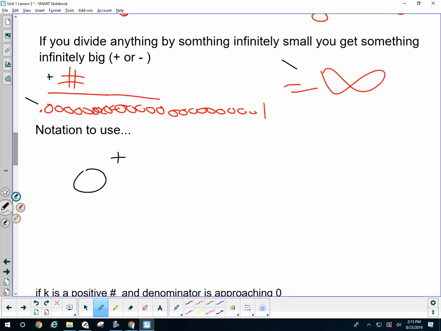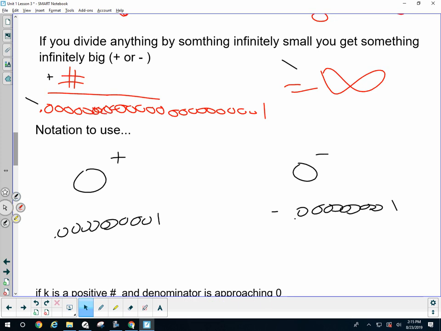I'm going to use 0 from the right and 0 from the left to denote a very, very, very small positive or a very, very small negative. Assume there's like an infinite amount of zeros. Okay? So that's the notation I'm going to use.